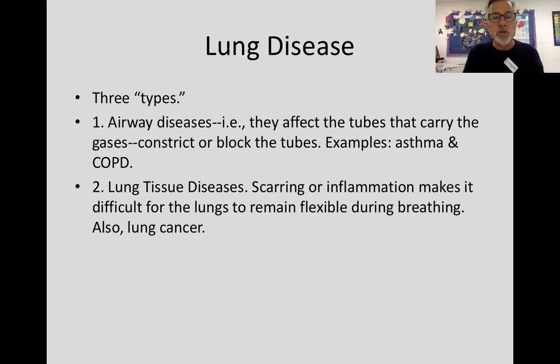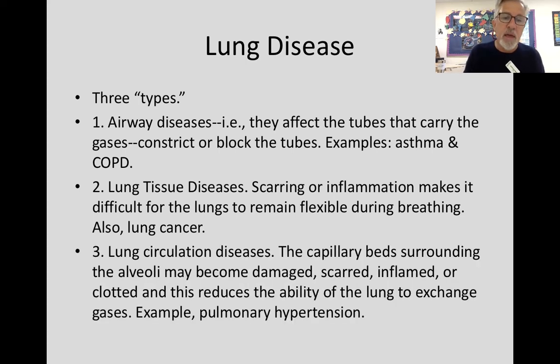Then there are lung tissue diseases. When the lung tissue gets scarred or inflamed chronically, it makes the lungs less flexible and therefore breathing becomes difficult. Also included in lung tissue diseases is lung cancer. And finally, we have lung circulation diseases, which means that the capillary beds surrounding the alveoli can become damaged, clotted, scarred, inflamed, and this reduces the ability of the lung to exchange gases with the capillary bed. And an example of this is pulmonary hypertension, or high blood pressure in the lung capillary beds, and I'll talk about that in a second.